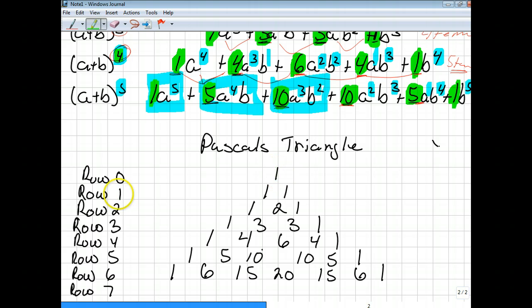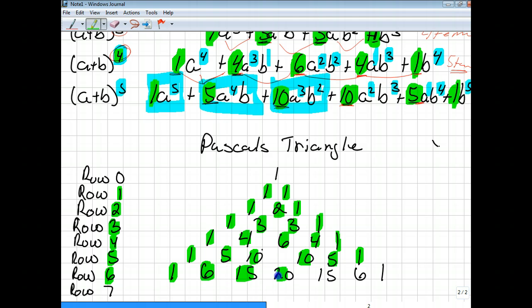just a 1. Row 1 has a 1 and a 1. Row 2, because that is the squared one, we have 1, 2, 1. Row 3, we have 1, 3, 3, 1. Row 4, 1, 4, 6, 4, 1. Row 5, 1, 5, 10, 10, 5, and 1. Row 6, we have these.